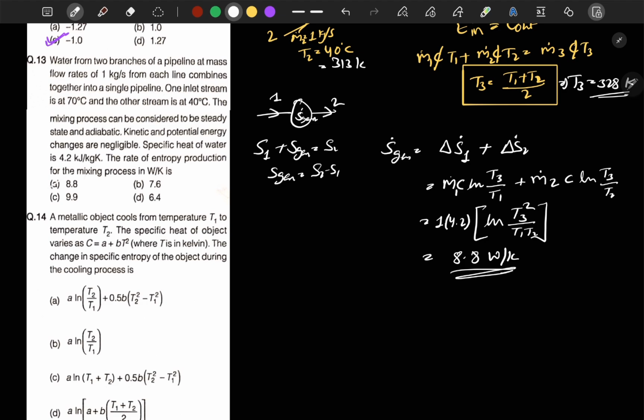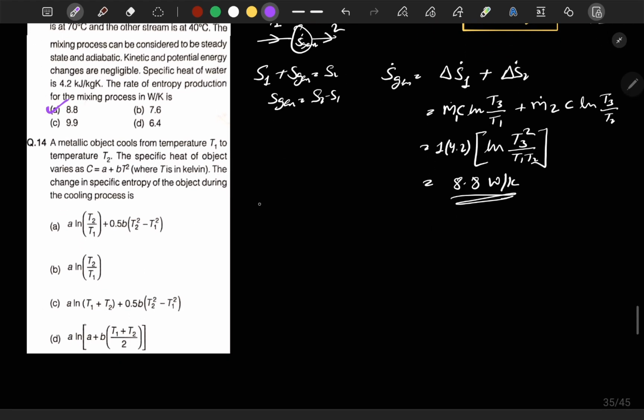Okay, so answer A is the correct here. Option A is the correct. Okay, now if you move to question number 14, it is given that a metallic object cools from temperature T1 to temperature T2. The specific heat of object varies as this. Okay, the change in specific entropy of the object during the cooling process.